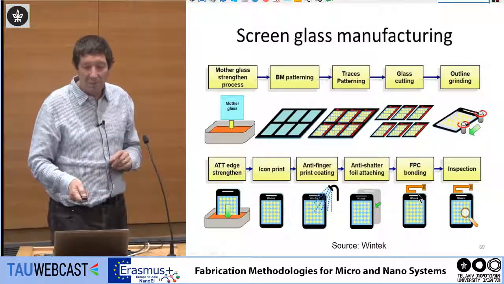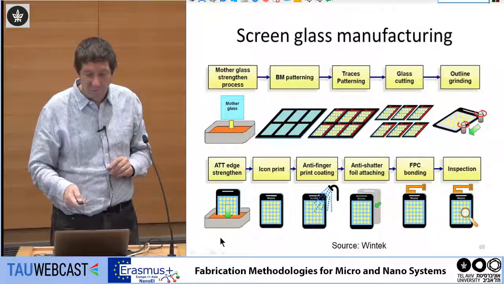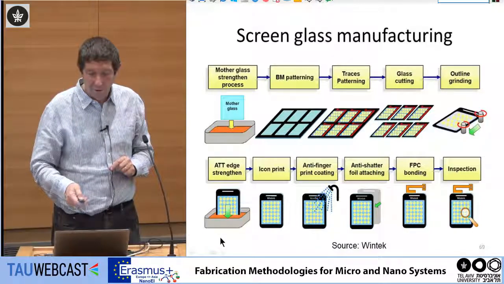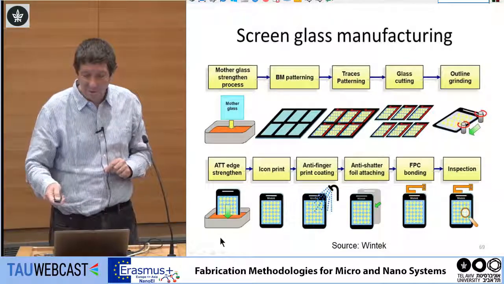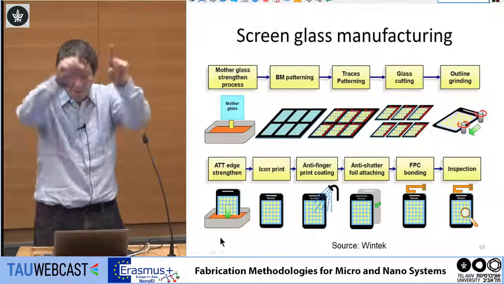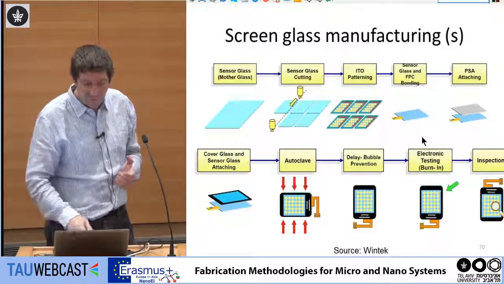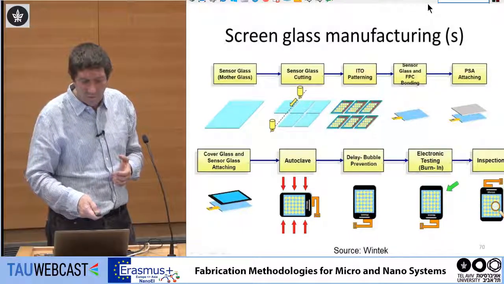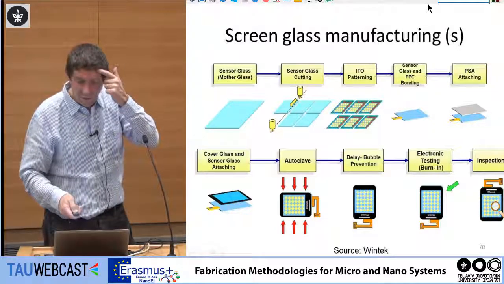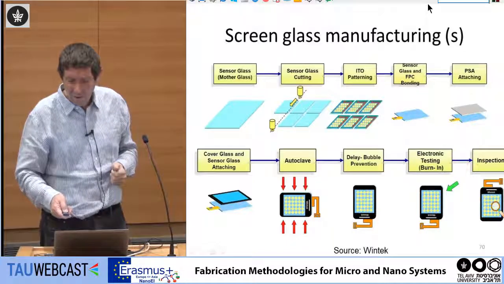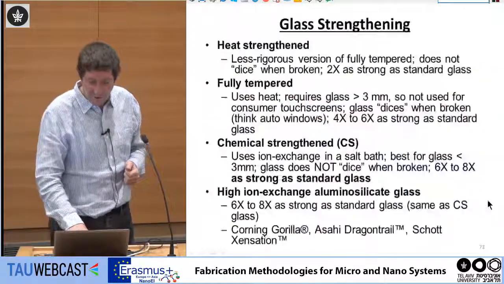With glass, what people usually do is take the mother glass, make a big piece of it, do the border patterning, then do the traces, then cut the glass, grind around the glass, and then integrate it. This is one process, covered in the screen manufacturing class. Then they cut the glass and do the ITO patterning on top of it, the sensor glass, and then the attachment, and then put the cover and integrate it, and typically it's a cell phone.